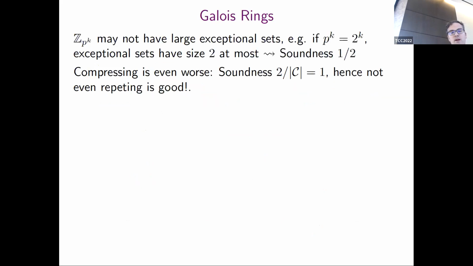When M is 2 to the K, for example, the sets where the difference of any 2 elements is invertible can have size 2 at most, because we cannot have 2 elements of the same parity. That means that the soundness would be 1/2 for the sigma protocol that you have in the beginning, but it is even worse when you compress, because then you don't have any soundness there.